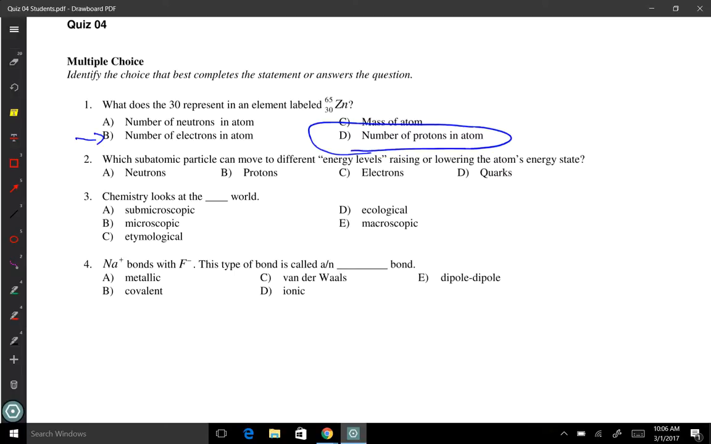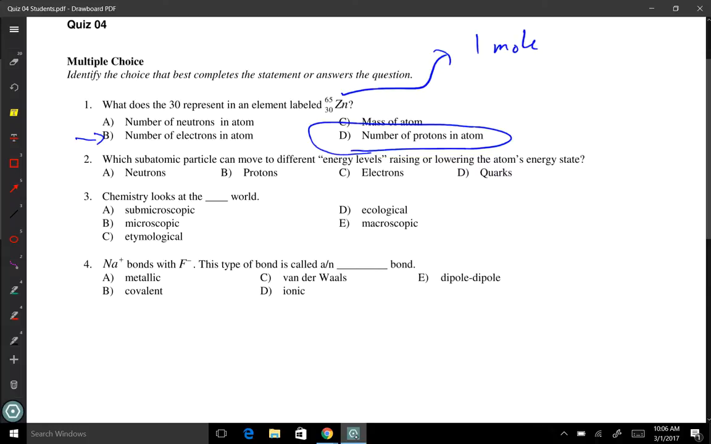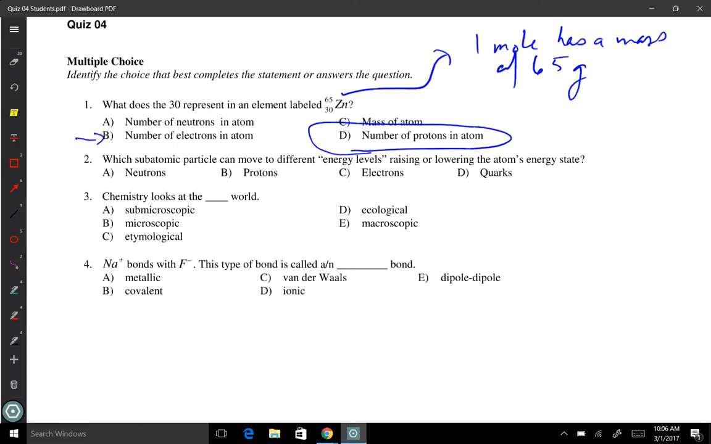And in fact, as we'll see in today's lecture, if it says 65, that means 1 mole has a mass of 65 grams. So we have to learn what a mole is today before that makes sense. But it's telling us about the mass of one atom or the mass of a mole of atoms, either way.